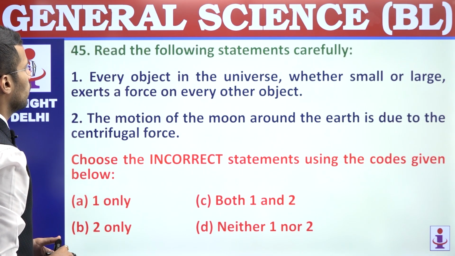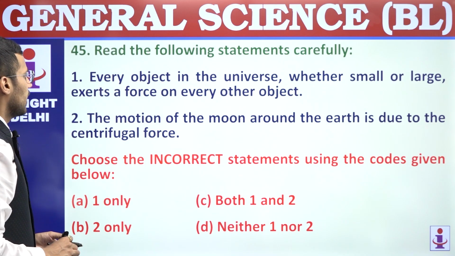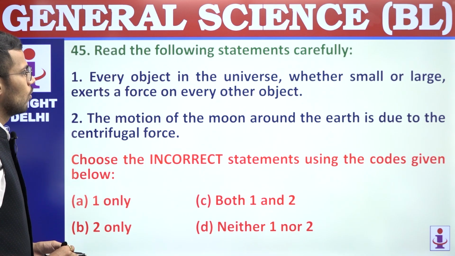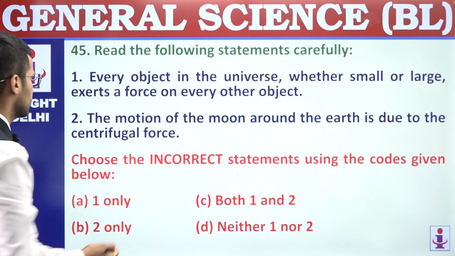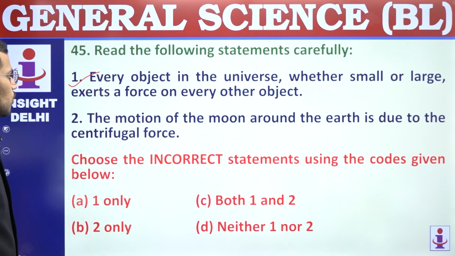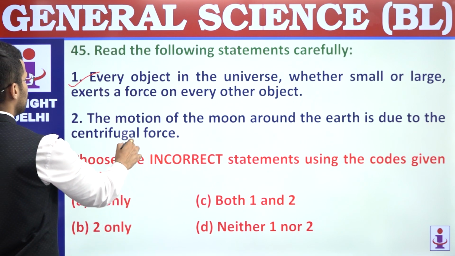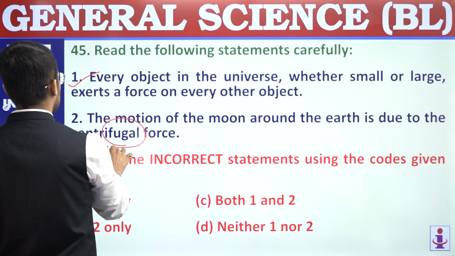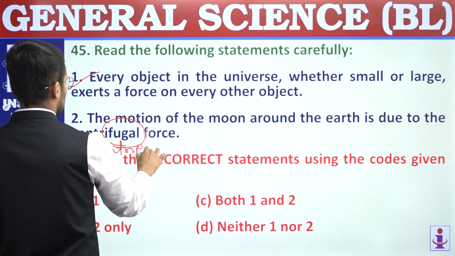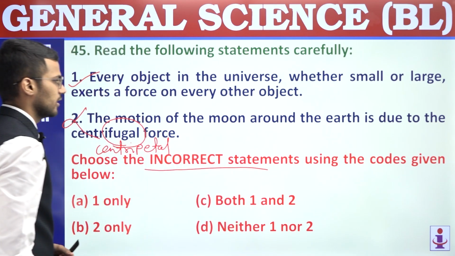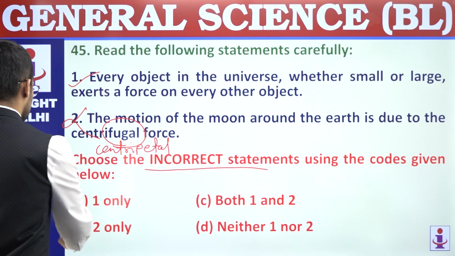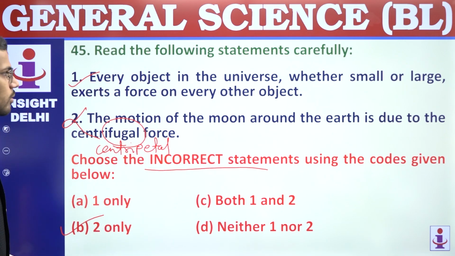45. Read the following statements carefully. First, every object in the universe, whether small or large, exerts a force on every other object. Correct statement. Second, the motion of the moon around the earth is due to centrifugal force. It is centripetal force, not centrifugal. And that's why second statement is incorrect. And we are supposed to find out incorrect statements only. So only second is incorrect and hence it is our answer. Question number 45, answer is B.